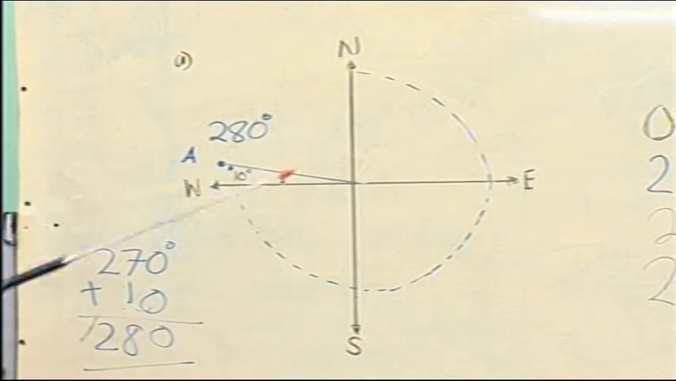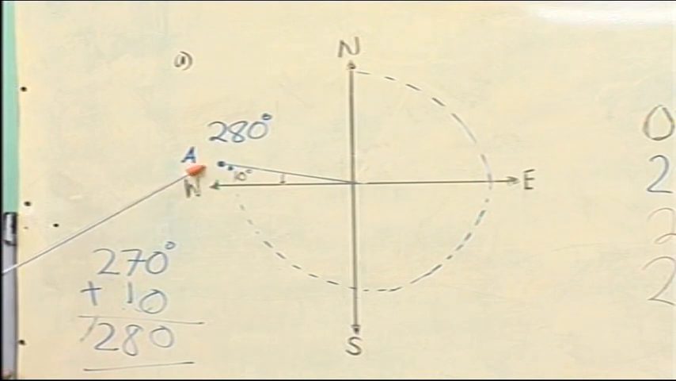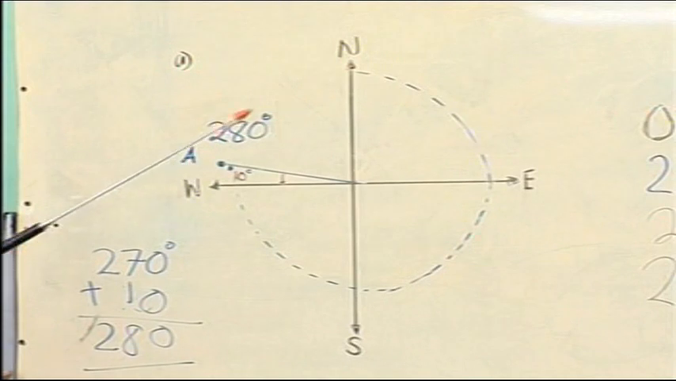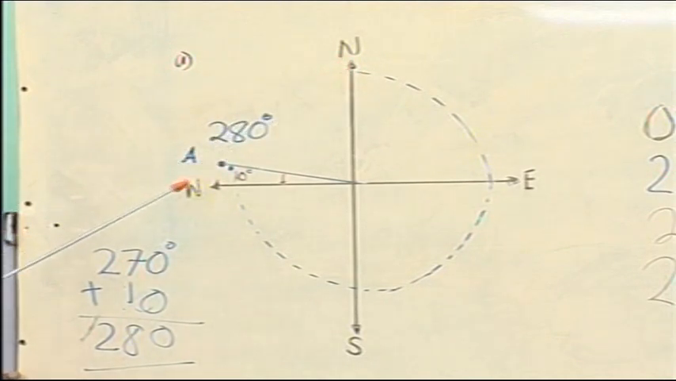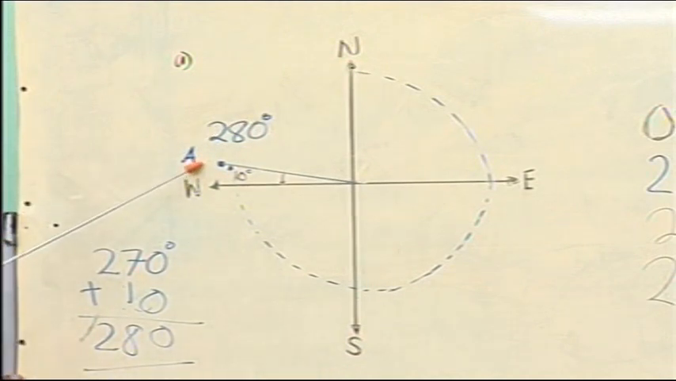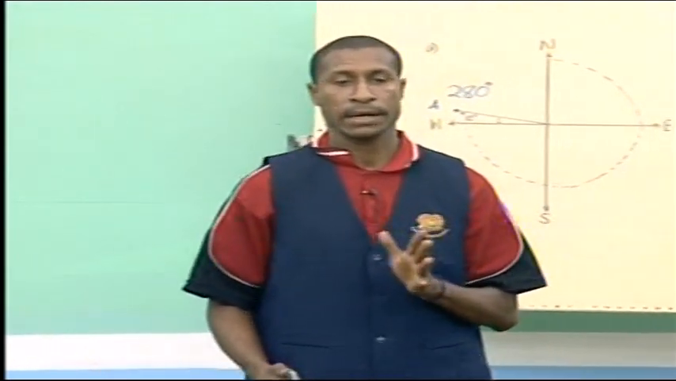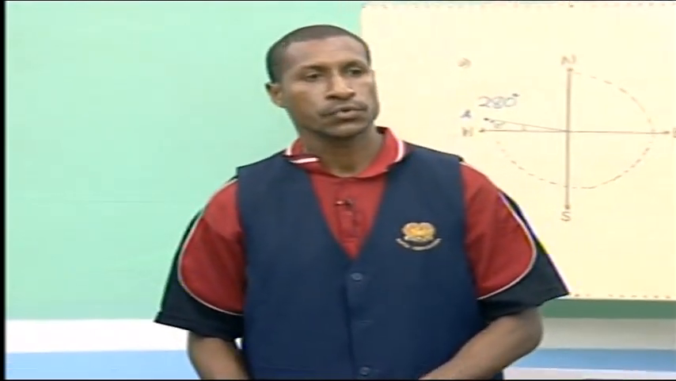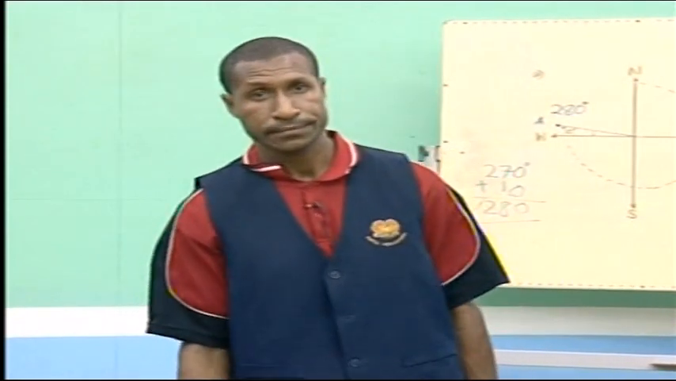We know that from north to west is 270 degrees, plus from west to point A is 10 degrees. So the bearing of point A will be 280 degrees, which is from north all the way to point A. Now receiving students in 70s, that's the only learning activity that I have for you. We will move on to our exercise.